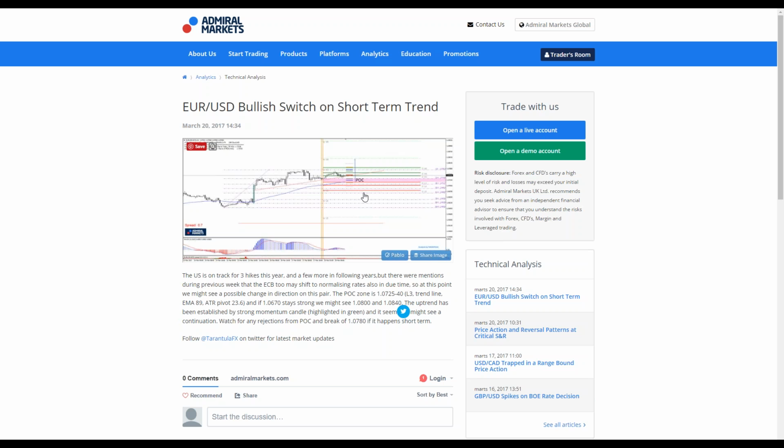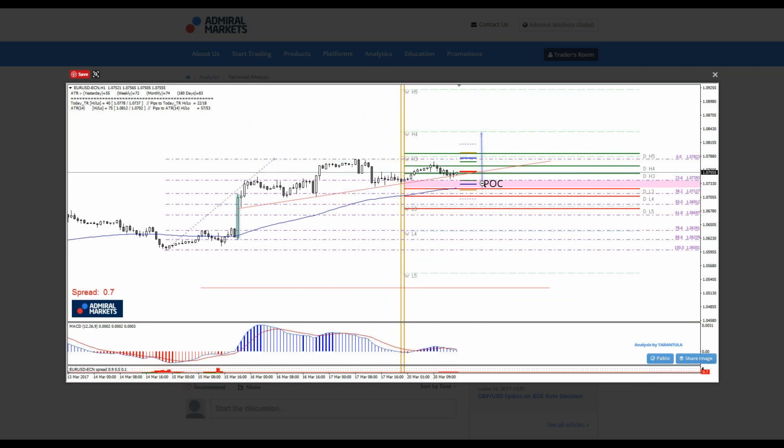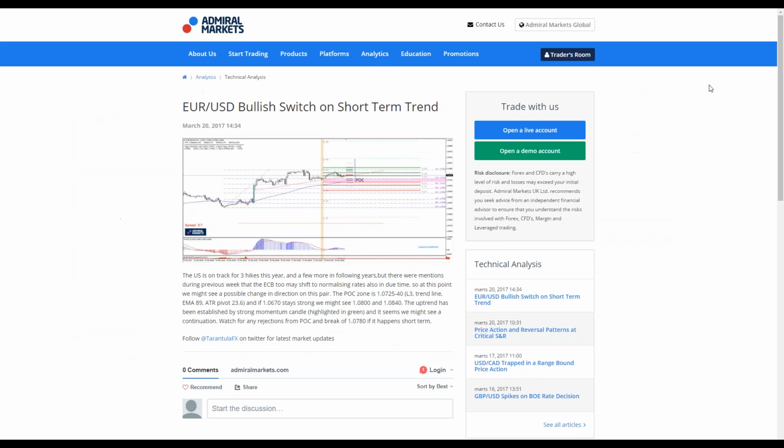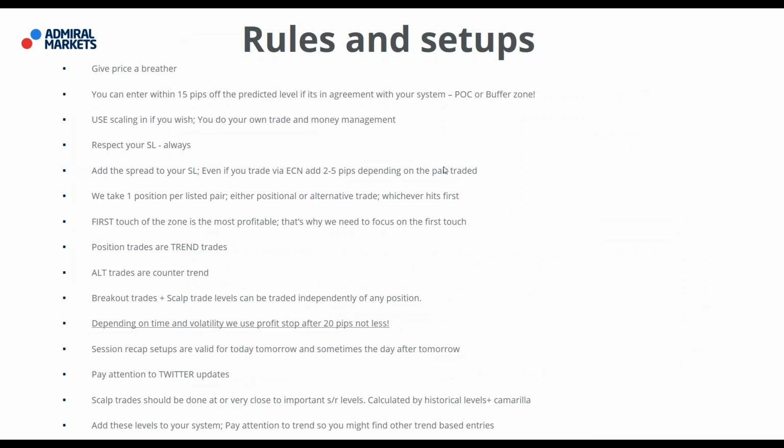And at this point we can see, from an intraday, intra-week perspective, this is the setup. So my trigger has already been placed in the zone 740, and you need to see that we also have a stop loss. I will give you the setup just a little bit later. Add a spread to your stop loss, even if you trade by ECN, at 2 to 5 pips spread depending on the pair traded.